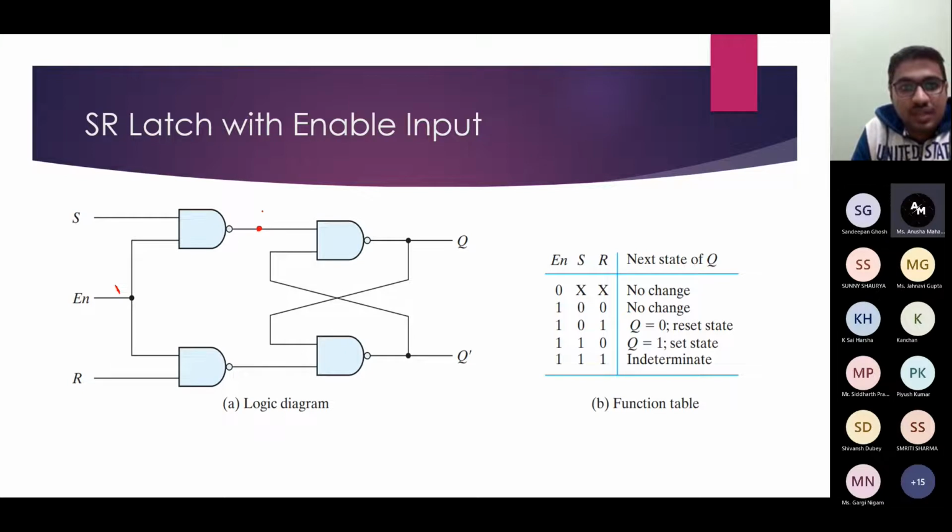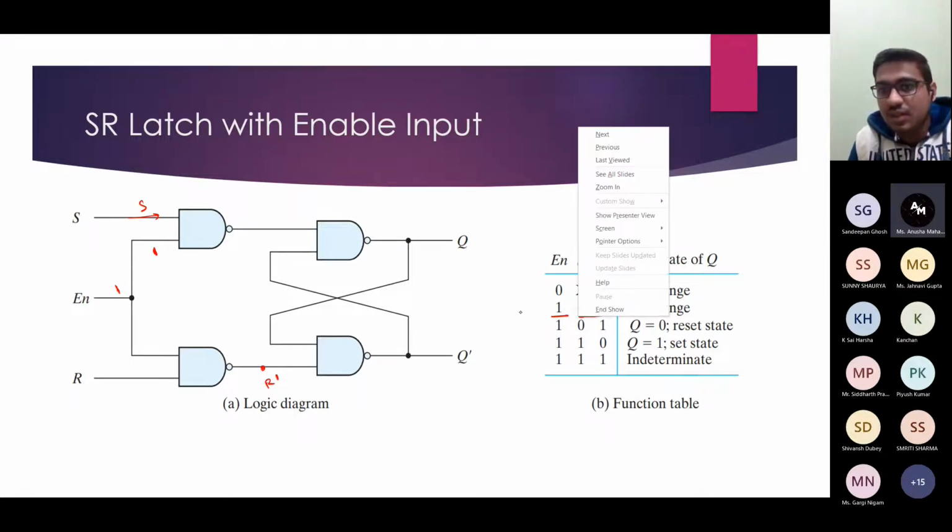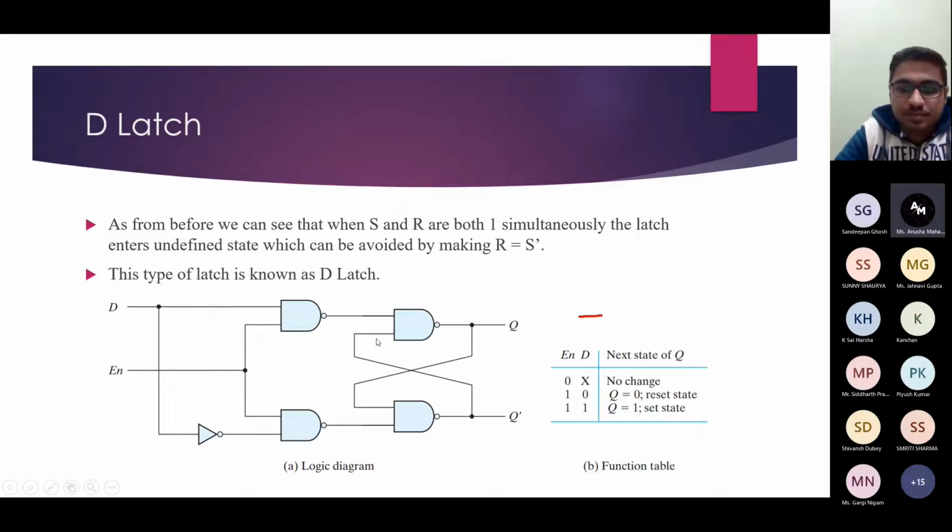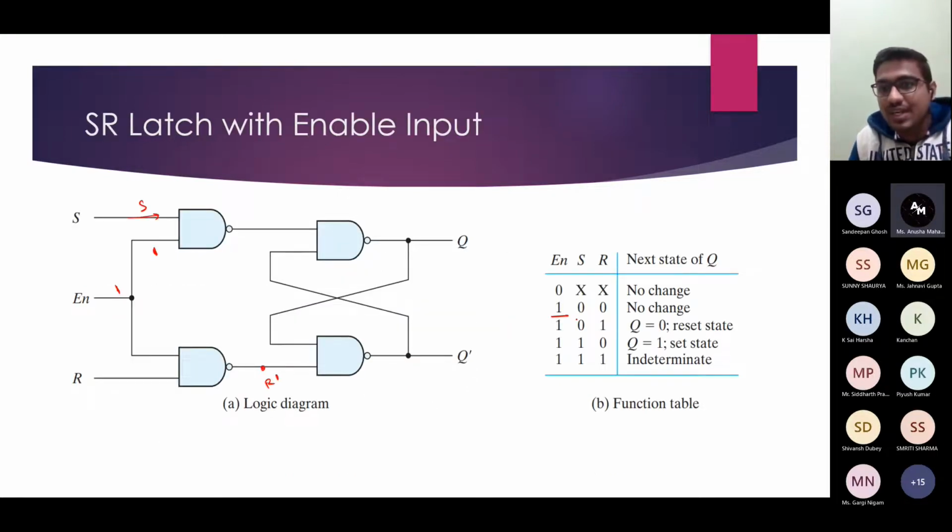And if you remember, this is S complement and this is R complement. So if you input here S and here 1, then the output will be S complement, and S complement and S complement will cancel each other. Means when enable is 1, then this will act as an SR NOR latch. For SR latch 0 0 is the no change, means memory state, and 1 1 is the forbidden state.